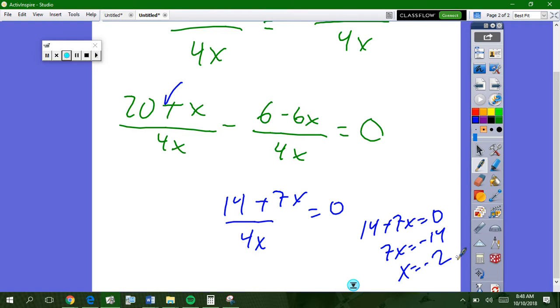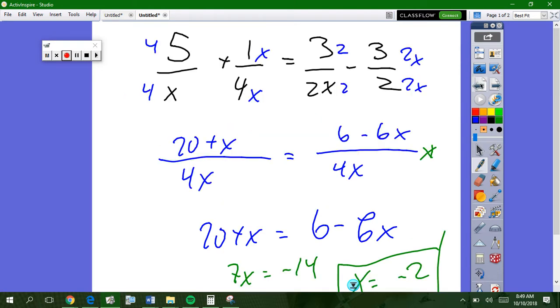Now, we need to be careful. What could x not be at the beginning of this problem? That would be my excluded value. Negative 4 could still be it. Let's go back up and see. Let's look right here. I only have x's down here, right? So I want to know when this is 0. I can't let it be 0. If it's 0, that makes it undefined, right? So what if your answer comes out to be 0? That would be an extraneous solution, and hopefully we'll find one of those in one of our examples.